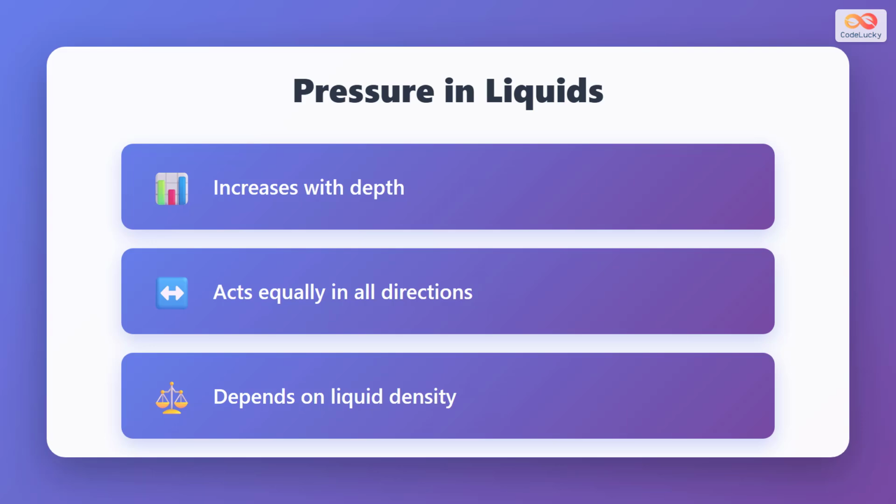Liquids behave differently from solids when it comes to pressure. First, pressure in liquids increases with depth. The deeper you go underwater, the greater the pressure you experience. Second, liquid pressure acts equally in all directions at a given depth, not just downward. Third, the pressure depends on the density of the liquid. A denser liquid like mercury exerts more pressure at the same depth compared to water.